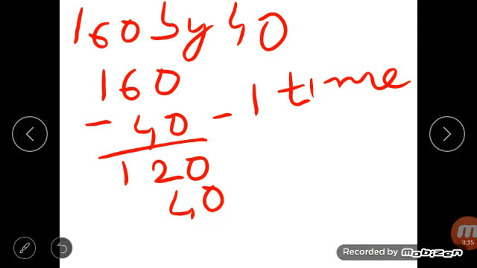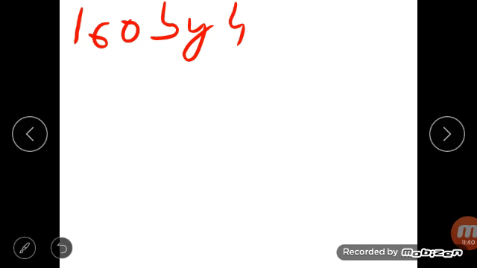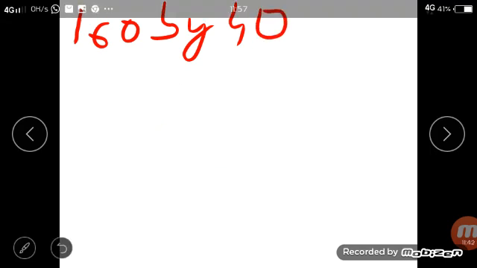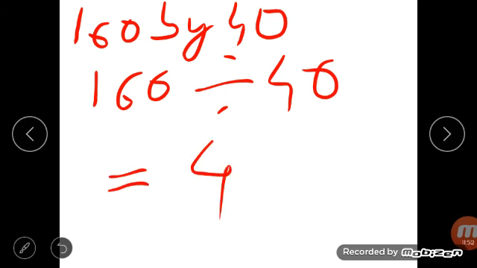Clear? So you will get it in 4 times. How many times? 4 times you are reaching 0. So 160 divided by 40, I have shown you just now, so you have to show it in your book, and the answer you will get is 4. Okay children, this way you have to complete all the questions given on page numbers 108 and 107. Complete and show to me.